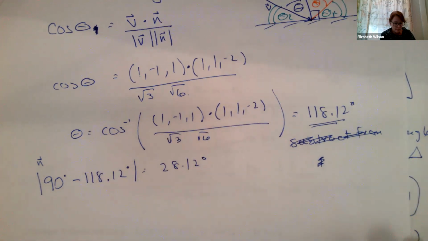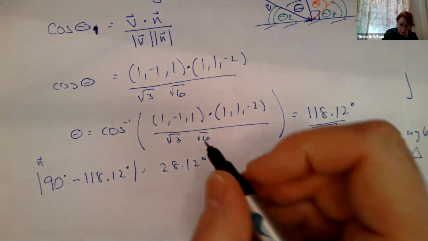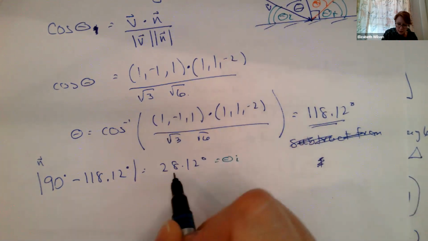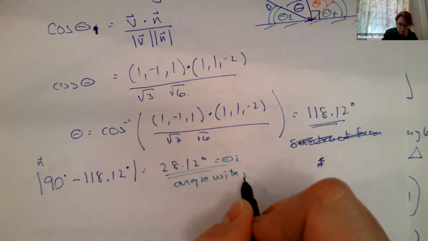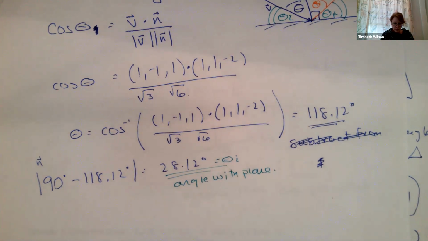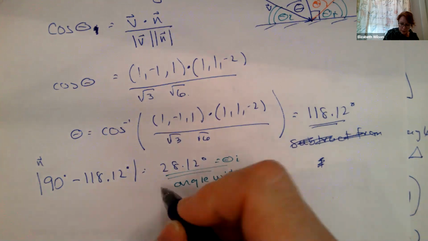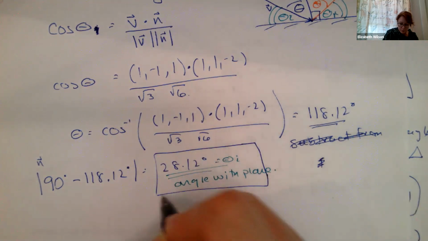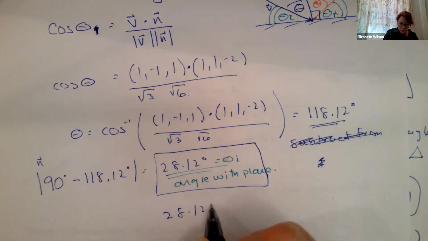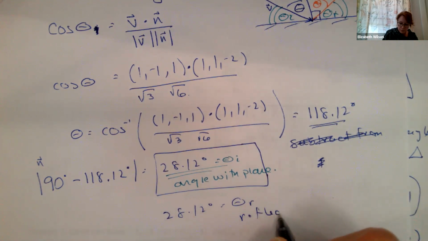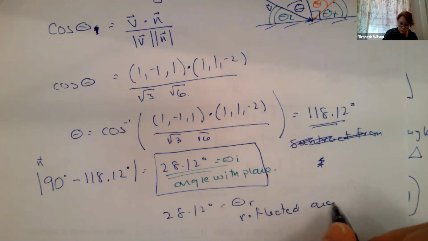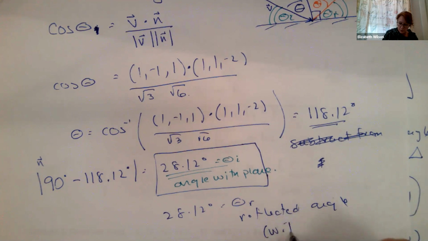So that gives me theta sub I. This is the angle with the plane, which is also equal to my reflected angle with respect to the plane.